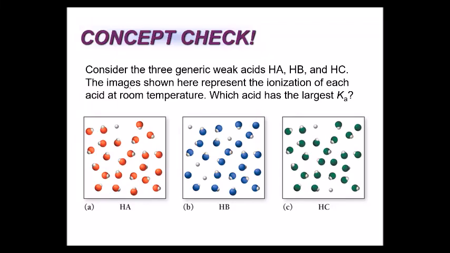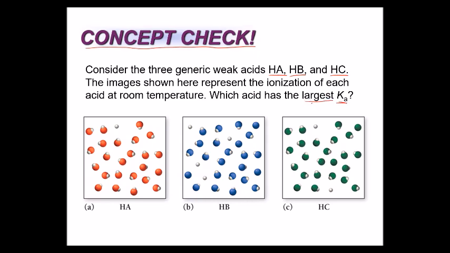Starting off with acids and bases, we're going to do a little concept check here. Looking at three generic weak acids, we have HA, HB, and HC. The images shown here represent the ionization of each acid at room temperature. So which acid has the largest Ka?